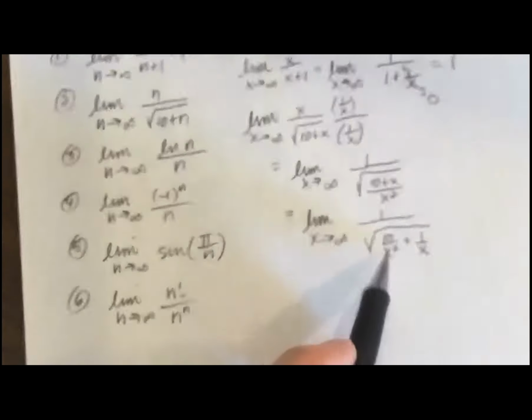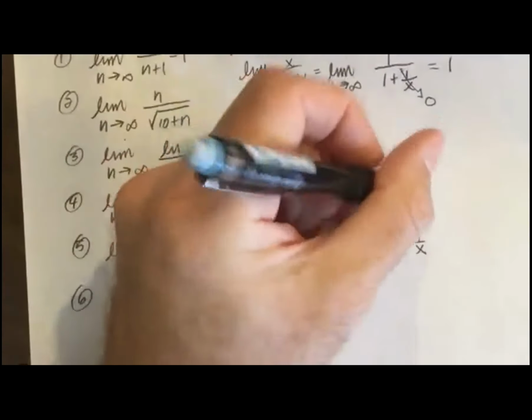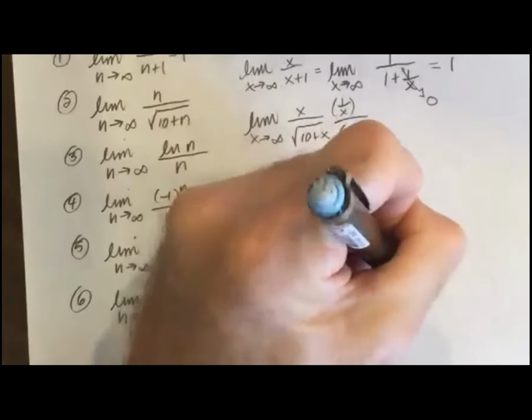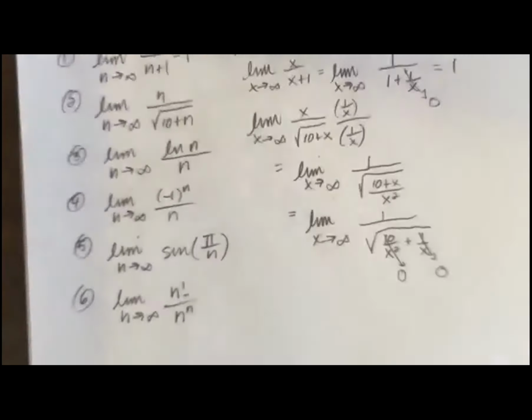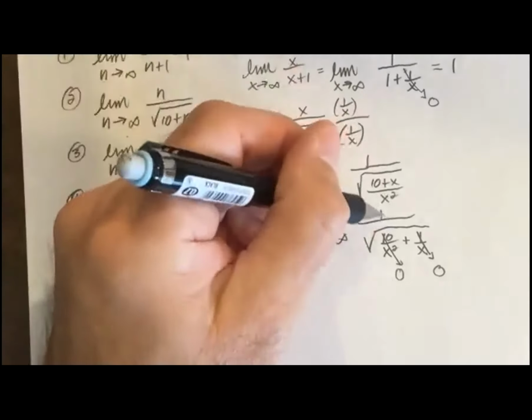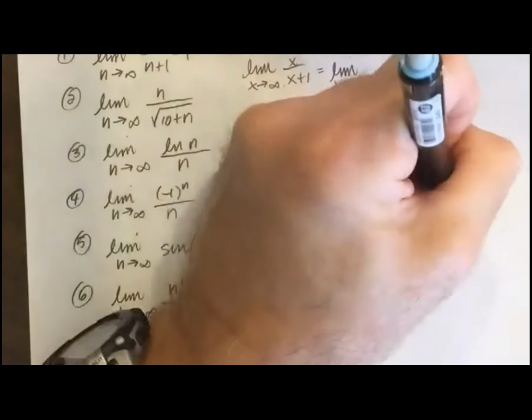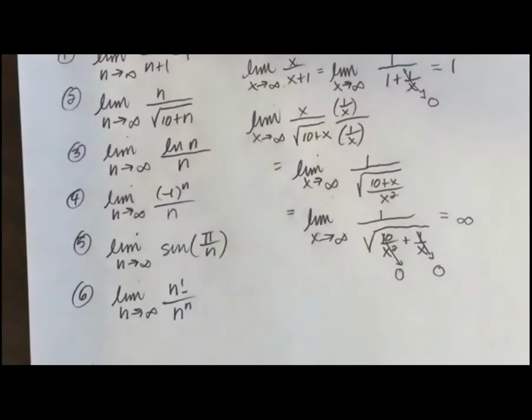So then I might ask, where is this going? And you'd say what? 0. That's going to 0. This is going to 0. Square root 0 sounds to me like it would be 0. So I'm getting 1 over something that's going to 0. What does that sound like? Does not exist. Yeah, it does not exist. Right? It's getting bigger and bigger and bigger. So we would say this diverges.